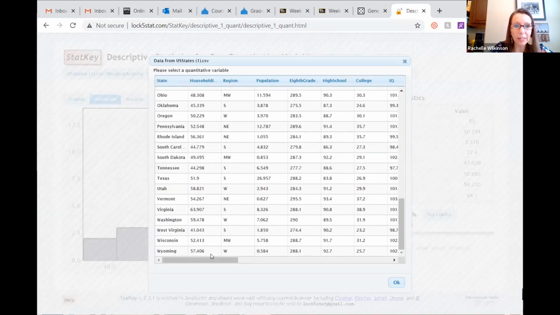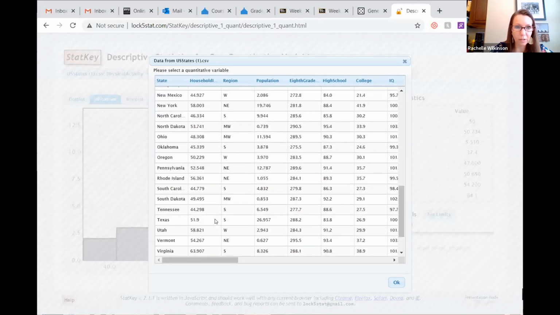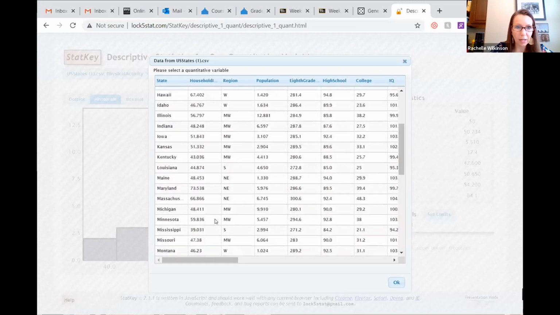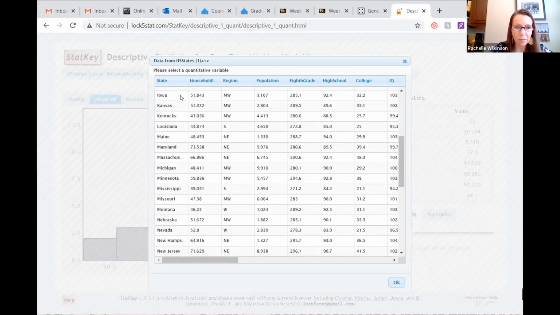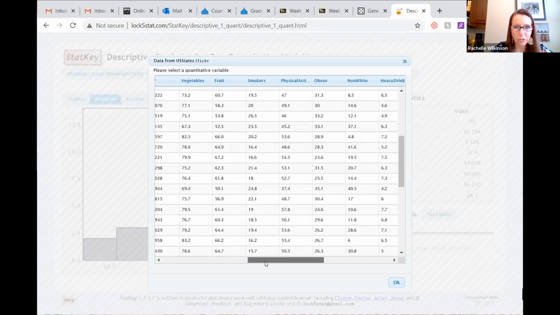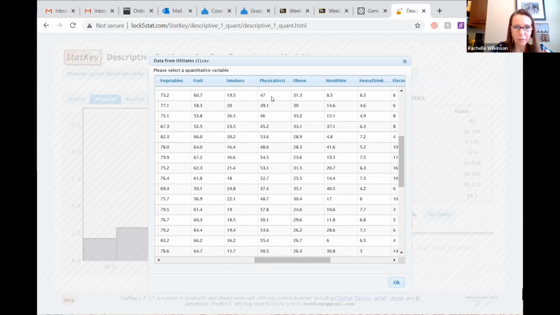Now I'm going to do the same thing for Iowa. So scroll up here to Iowa. There it is. I've got Iowa at the top of my screen. That'll make it easier to see. And then I'm going to go over to physical activity. And for physical activity for Iowa, it's 47. So I put down 47 on my paper next to Iowa.